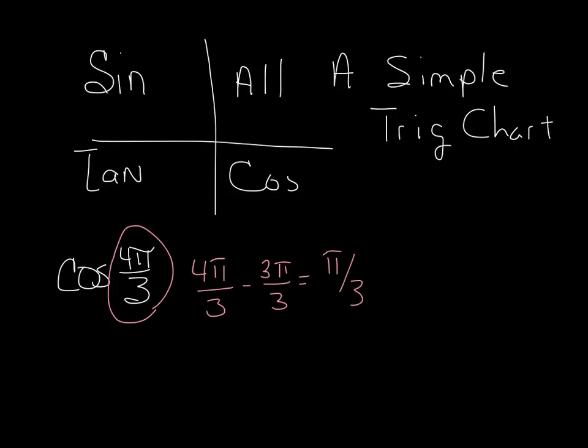All right, so let's think about this. The cosine of 4 pi over 3. What quadrant is 4 pi over 3 in? Quadrant 3. So what does that tell us about the cosine? It's negative. Now we can just think about pi over 3. What's the cosine of pi over 3? A half. So the cosine of 4 pi over 3 is negative 1/2.